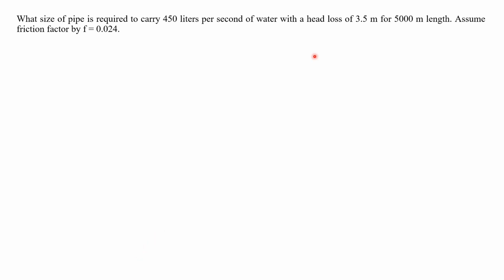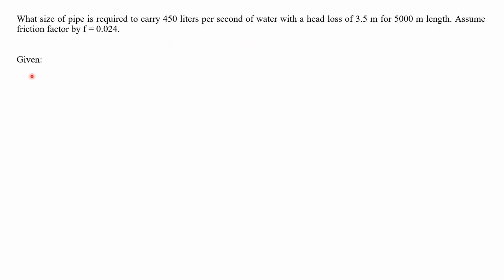Today we will solve another problem from Fluid Mechanics and Hydraulics Chapter 7, Fluid Flow in Pipes. What size of pipe is required to carry 450 liters per second of water with a head loss of 3.5 meters for 5,000 meters length? Assume friction factor f is equal to 0.024. We are going to determine the size of pipe. Probably, we are going to solve for its diameter.